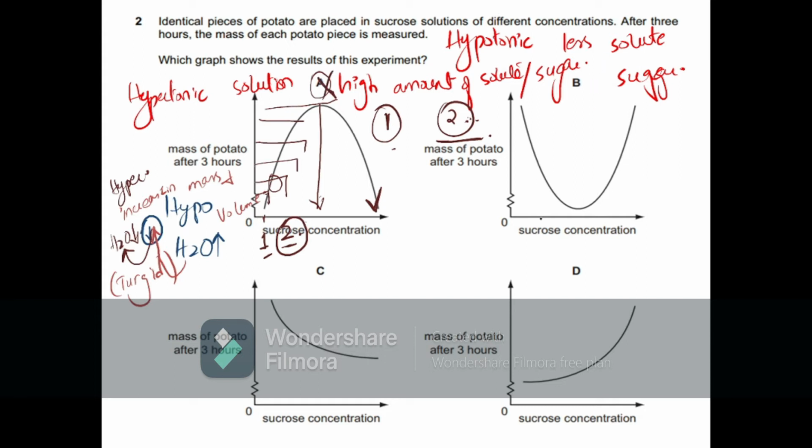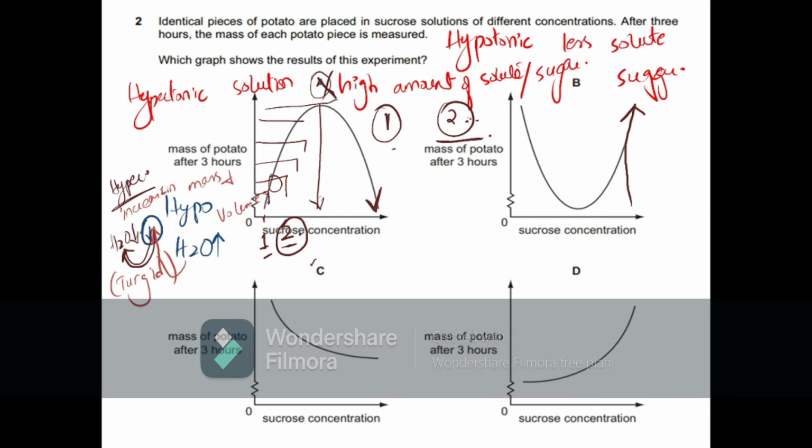Same here, if you are gradually increasing sucrose concentration, this graph is showing that the mass of potato is increasing, and it is not possible. When you are increasing sucrose concentration, your solution will become hypertonic, and in hypertonic solution, water moves outside. When water moves outside, there should be a decrease in the mass.